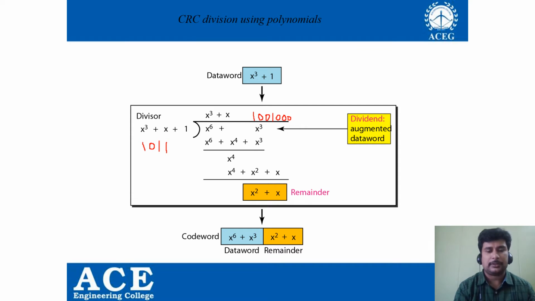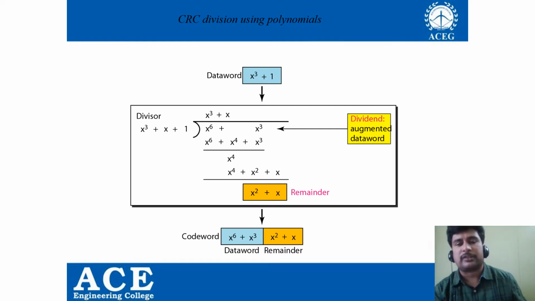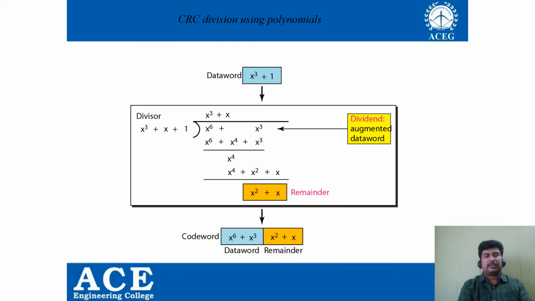Now let's implement this cyclic redundancy check process in terms of polynomials. So the divisor is x cube plus x plus 1, and the dividend is x power 6 plus x cube. Now once we start dividing it, again similar to the modulo 2 division we are using here, x power 6 divided by x cube. So the minimum coefficient we get is x cube. So first multiply the total divisor with x cube, then we are going to get x power 6 plus x into x cube is x power 4, and 1 into x cube is x cube.